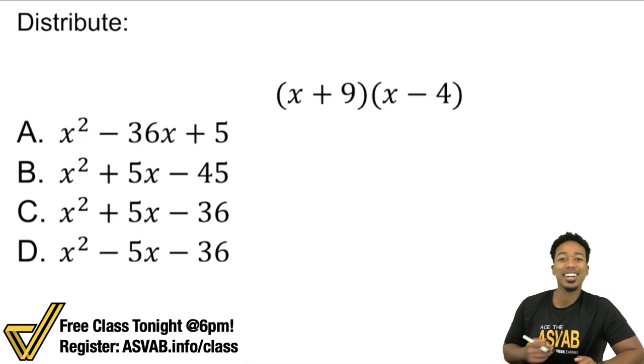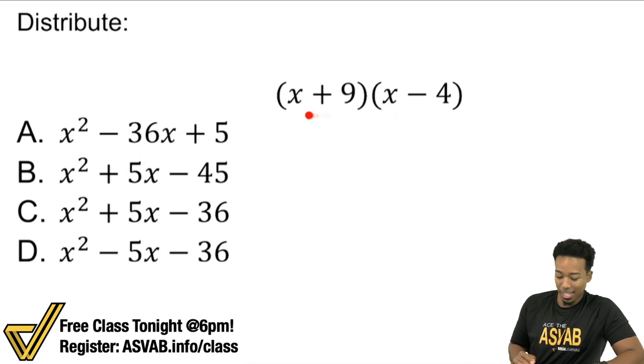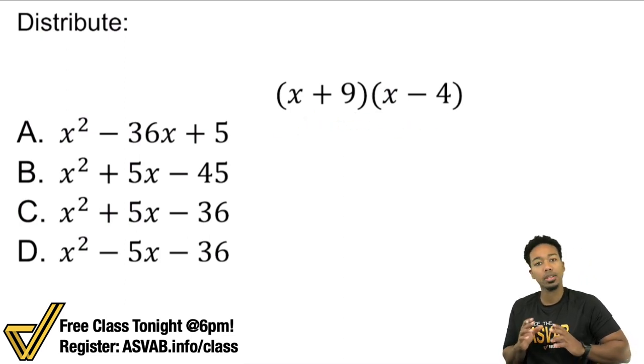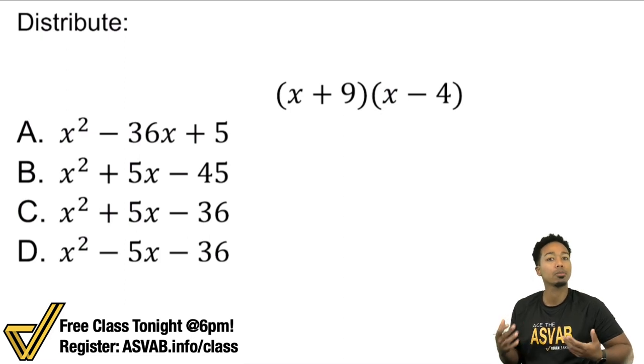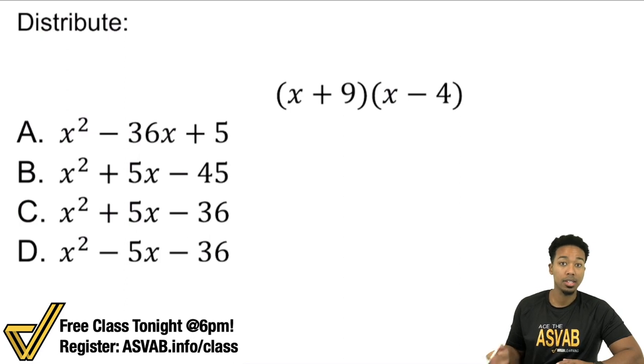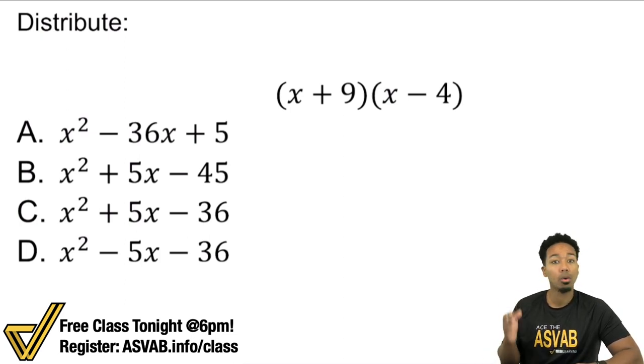All right, let's go ahead and get to it here. Let's have a good time. x plus 9 multiplied by x minus 4. There's actually a very straightforward way to think about multiplying and distributing variables of any kind. Really, the rule is this: make sure that everything from one parentheses multiplies with everything from the other. That's the main idea.